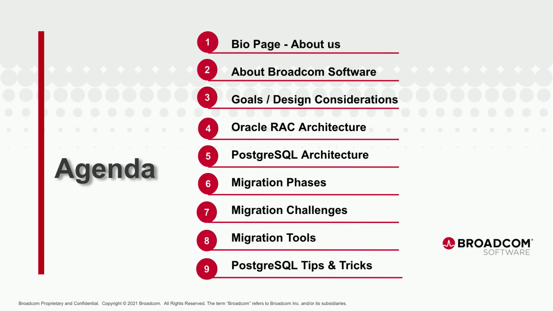So today we're going to talk mostly about our experience going from Oracle to Postgres. This was one of the largest Oracle implementations we had, with Oracle RAC clustering. Just as an overview, it's an Oracle RAC cluster with 3 nodes, and we moved it to a Postgres cluster with almost zero downtime. Then we'll go into the architecture, the challenges, the migration phases, some of the tools we used, and then some tips and tricks for Postgres.